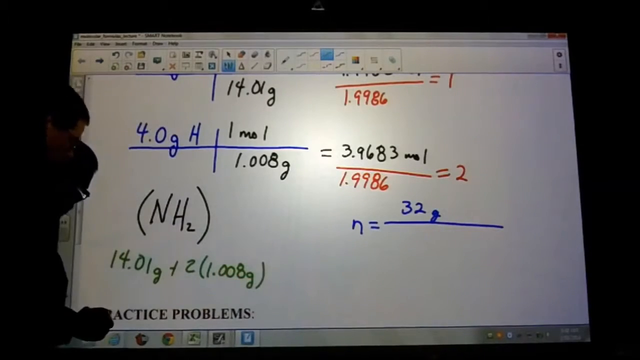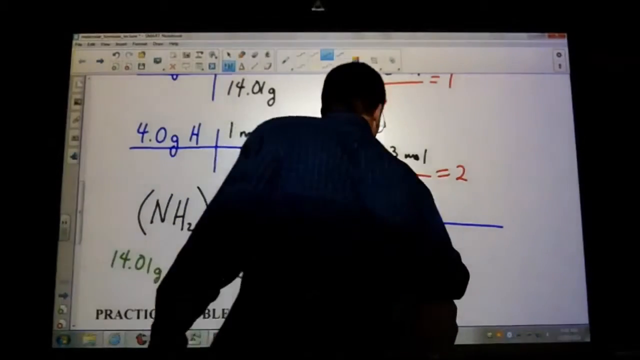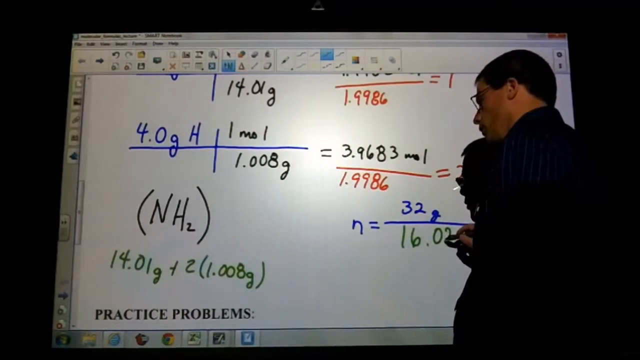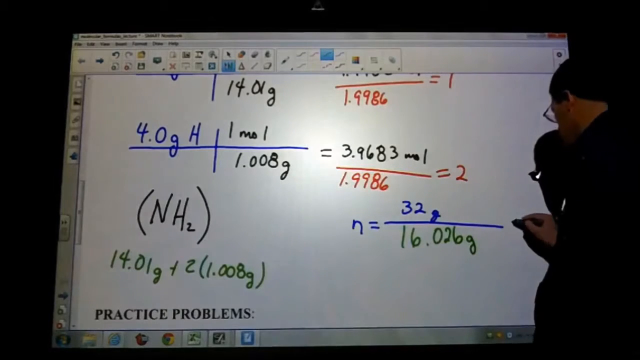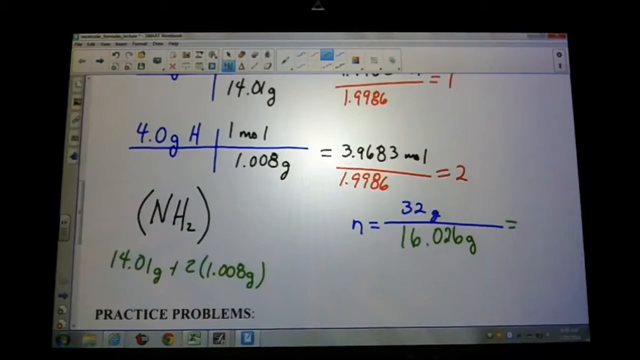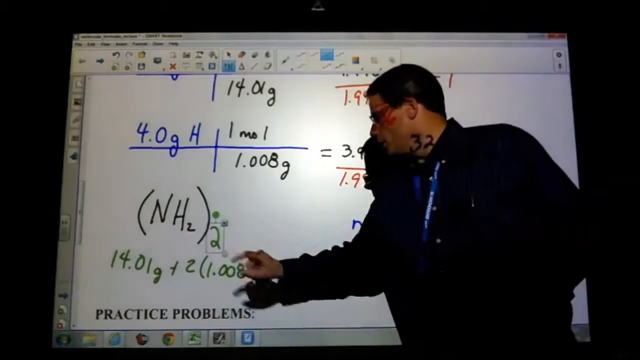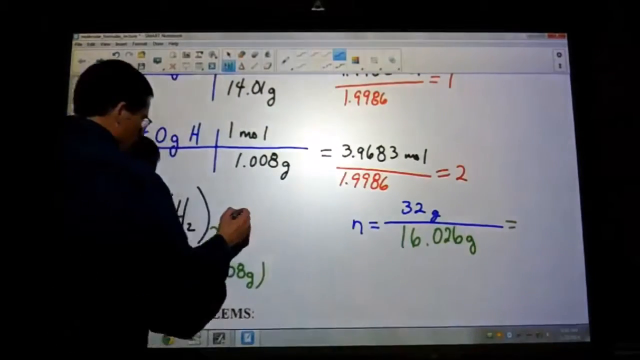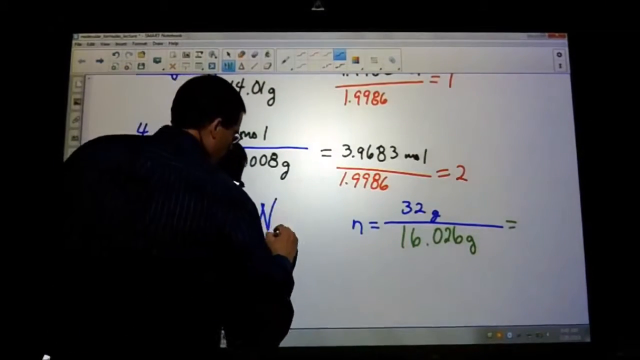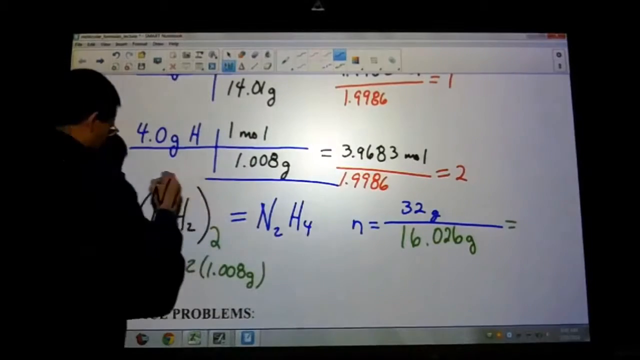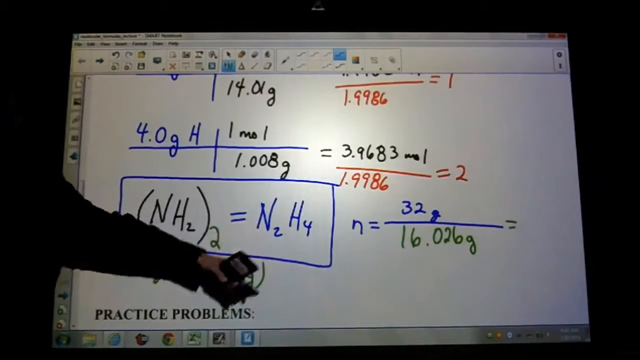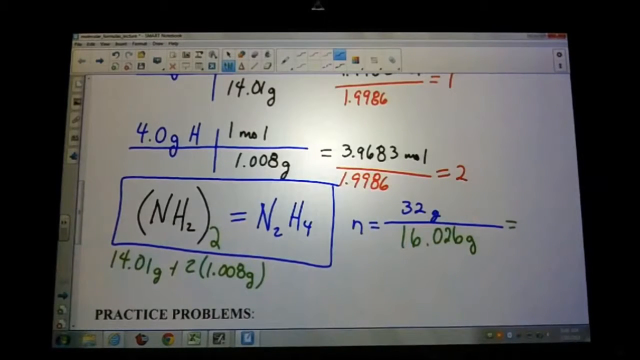And that's like 16.00 something. Okay, and that's very close to what? 2. So we can say, okay, well, there's our multiplier right there. So what's the empirical formula? Or I'm sorry, the molecular formula. N2H4. Look at that. Okay, so we found the empirical formula, and there's the molecular formula. Isn't that awesome?